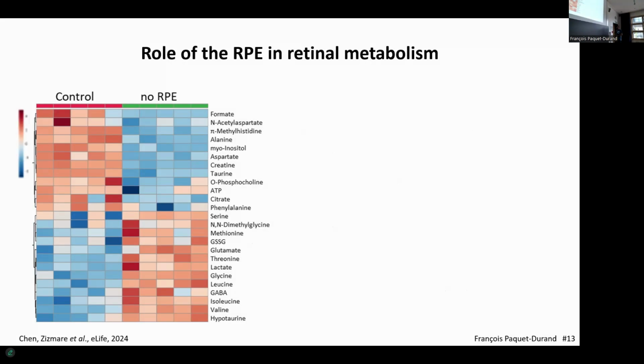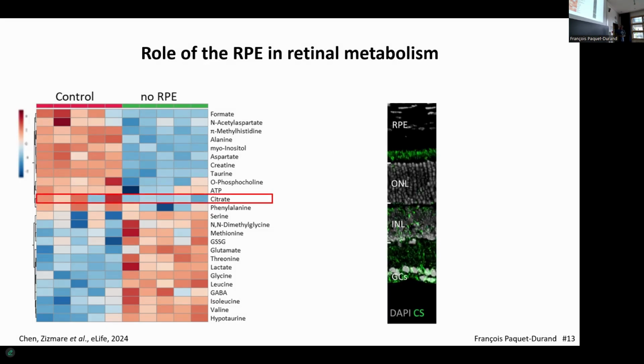So now I want to look into what the RPE does to the retina. And I will basically focus on this situation for the rest of the talk. What is shown here in this pattern is what happens when you compare a control retina that has an RPE with a retina that doesn't have an RPE. These are the metabolites that were found to be significantly changed when you compare these two conditions. Okay, so one thing that happens is that citrate levels go down.